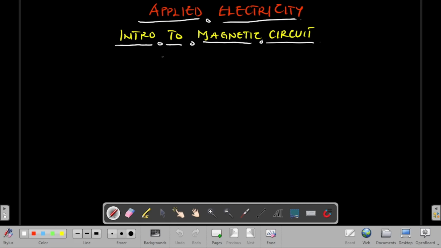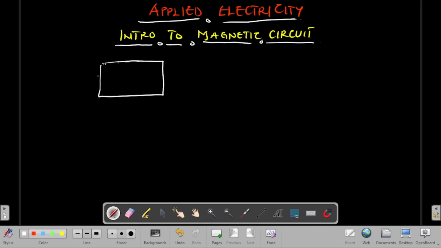What do we mean by a magnetic circuit? So you generally know that a circuit is simply a closed loop, right? So if you have any closed loop, we say we have a circuit. But here the new term is what we call magnetic.